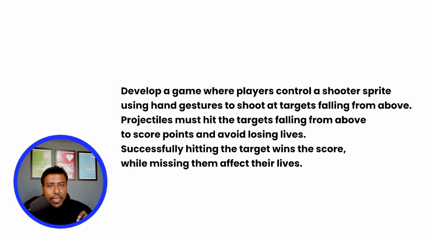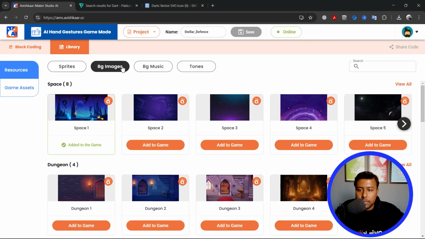This means that we need to shoot some targets falling from the top and the shooter will be at the bottom. We will move the shooter with our hand and use some hand gestures to shoot some projectiles or some bullets. Now let's add all these assets into our game.